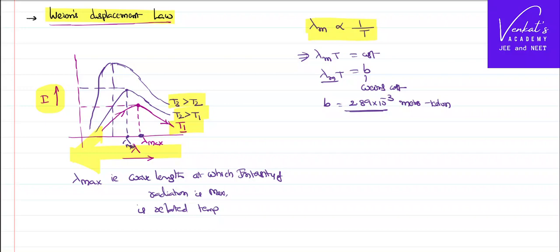You can solve problems based on this, like lambda m1 T1 could be written like lambda m2 T2. Lambda 1 by lambda 2 can be written like absolute temperature 2 by absolute temperature 1. Be careful, this is absolute temperature. You shall convert any given temperature into Kelvin before you solve the problem.